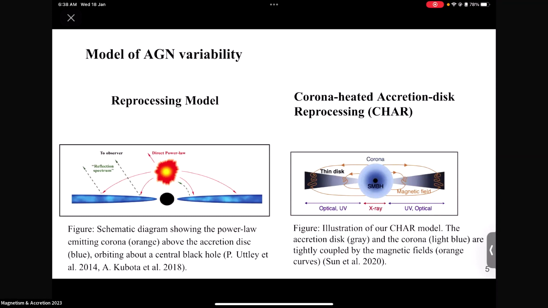On the right, the black hole is shown in the center, the accretion disk is shown in gray, and the corona is in light blue. According to this model, the accretion disk and the corona are tightly coupled, and the magnetic turbulence in the corona causes the X-ray radiation. This turbulence gets propagated to the accretion disk and causes a heating effect in the accretion disk, which then induces changes in the temperature fluctuations.